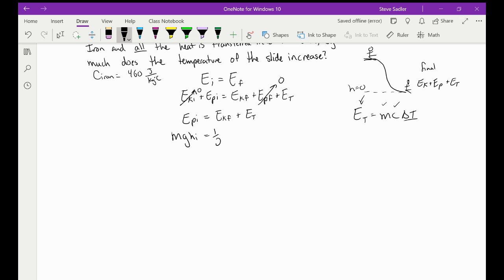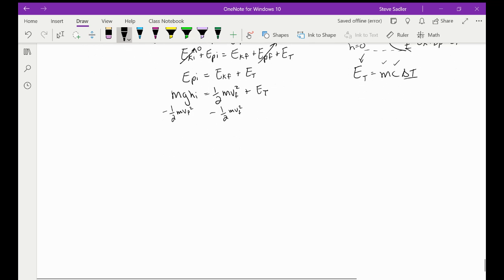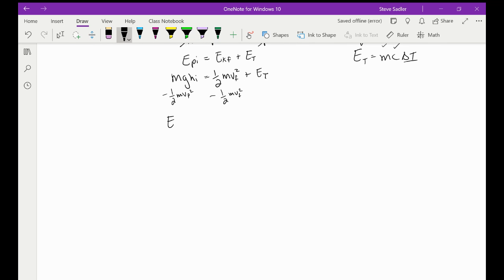And now we can just solve. mgh initial is equal to 1/2 m v final squared plus E_T. So we can subtract that term from both sides. We could have done that before we expanded. And we get E_T is equal to mgh initial minus 1/2 m v final squared.